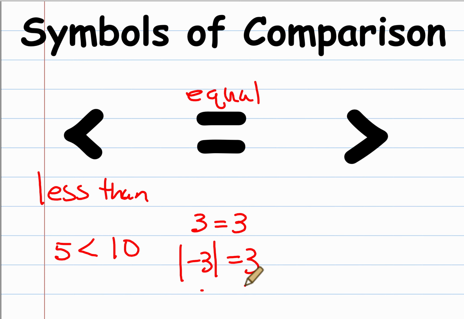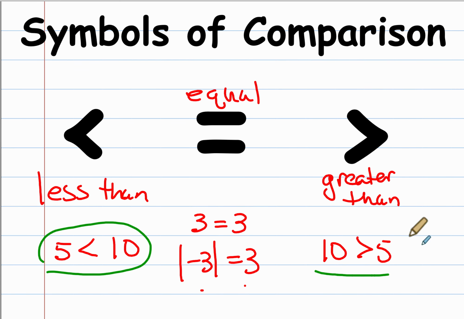And this one over here is the greater than, as in 10 is greater than 5. So looking at this statement and this statement, they both are comparing 5 to 10, but the order in which we put the numbers changes which symbol we have to use to compare them.